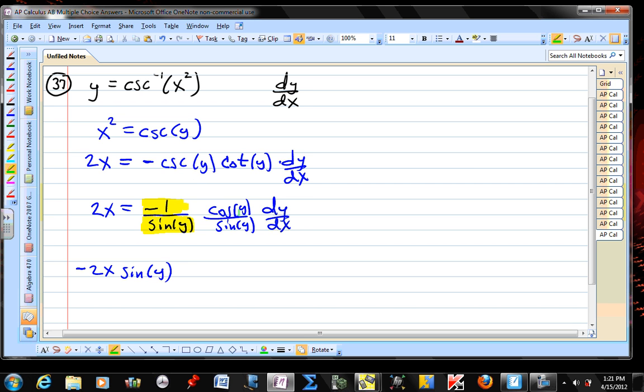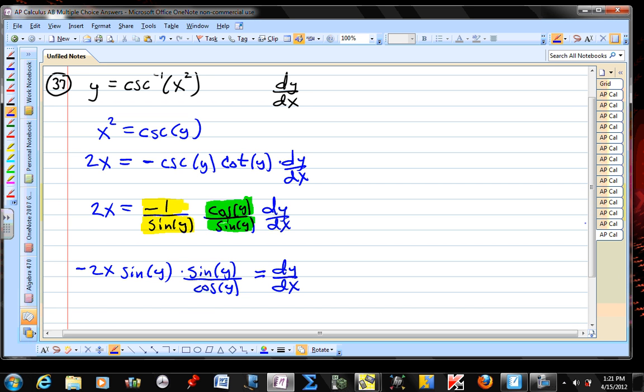And we still have to get rid of this cosine and sine over here. So let's multiply both sides by sine, and let's divide both sides by cosine. And now dy dx is by itself.